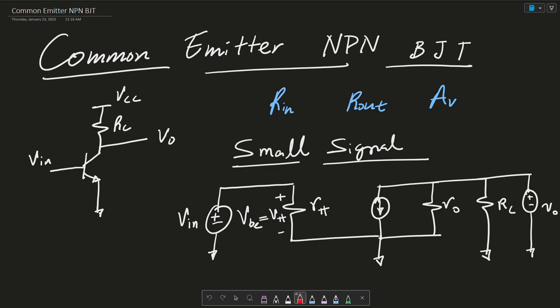So to begin, we need to first label some components, and note that this is the collector, this is the base, and this is the emitter. The reason why it's called a common emitter is because the emitter is connected to ground. And also remember, in a BJT configuration, we have this resistance R pi located right here.